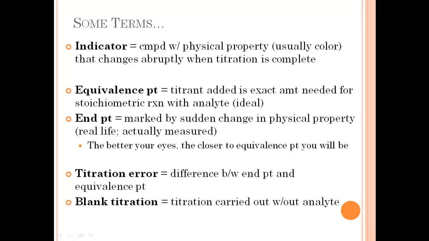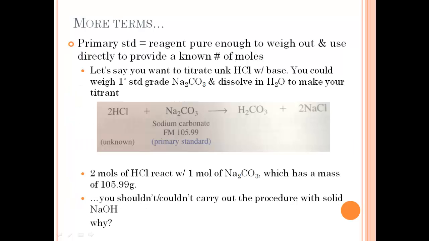So there's other things that we could do, like I said before, you could do pH, you could do absorbance of light, all this other stuff, but the more careful you are, the closer, hopefully, you'll be to the equivalence point. What is titration error? Well, that's just the difference between the endpoint and the actual real equivalence point of the reaction. What's a blank titration? That's any titration that's carried out without the analyte. So some more terms that we need to be familiar with is primary standard. Primary standard is a reagent that's pure enough to weigh out and use directly to provide a known number of moles.